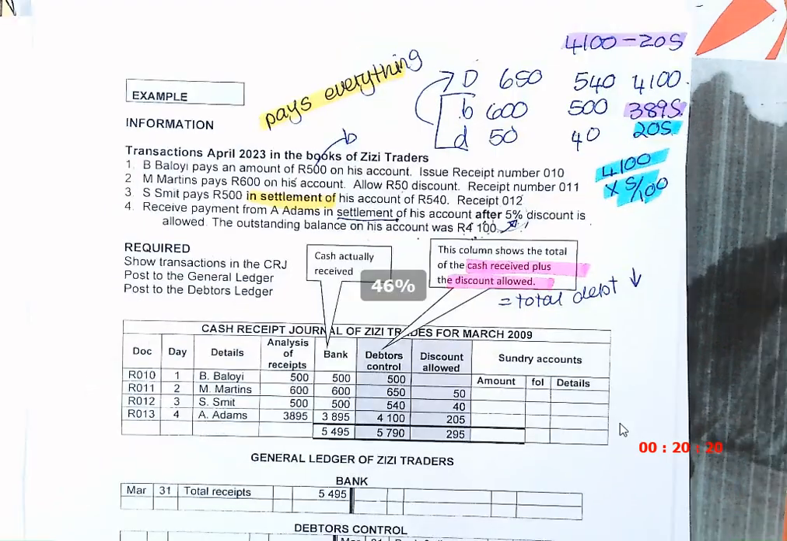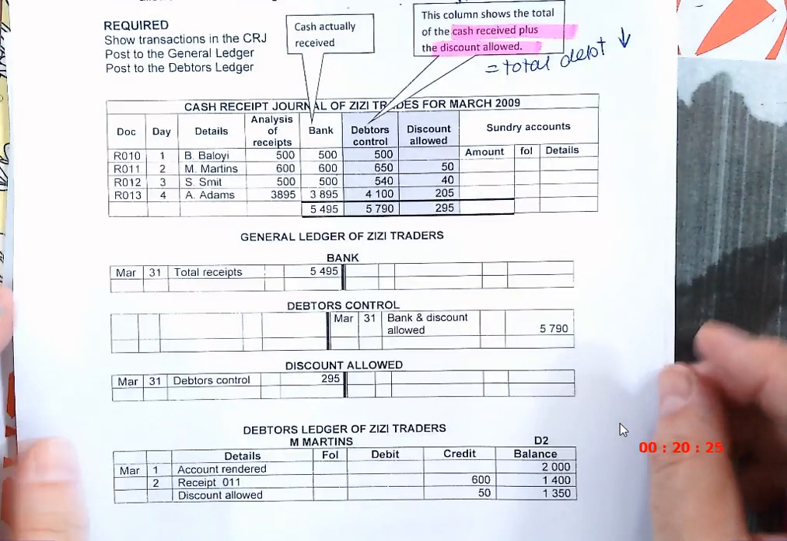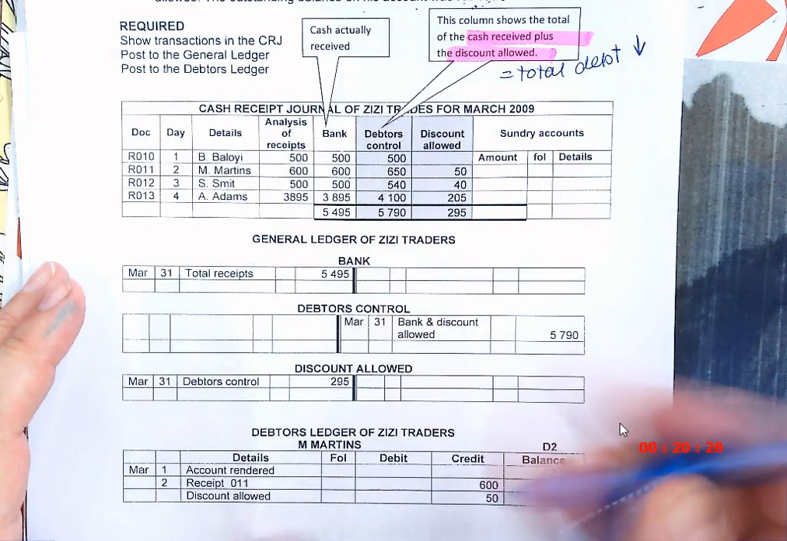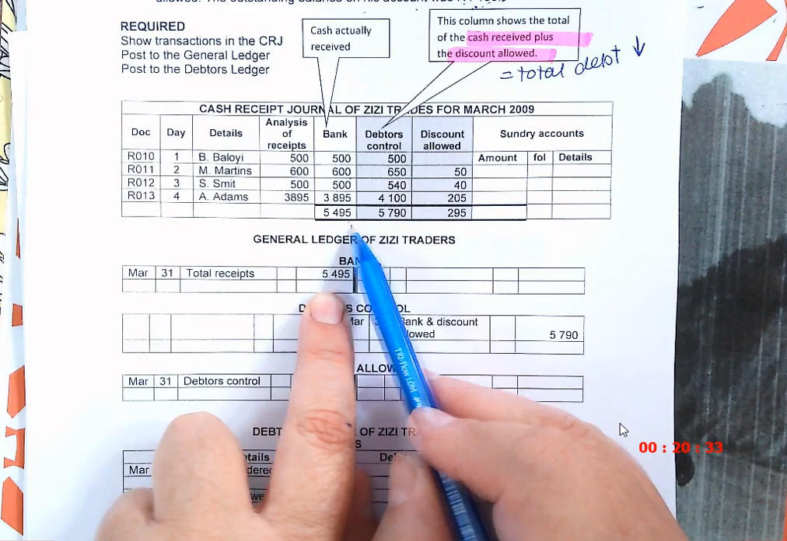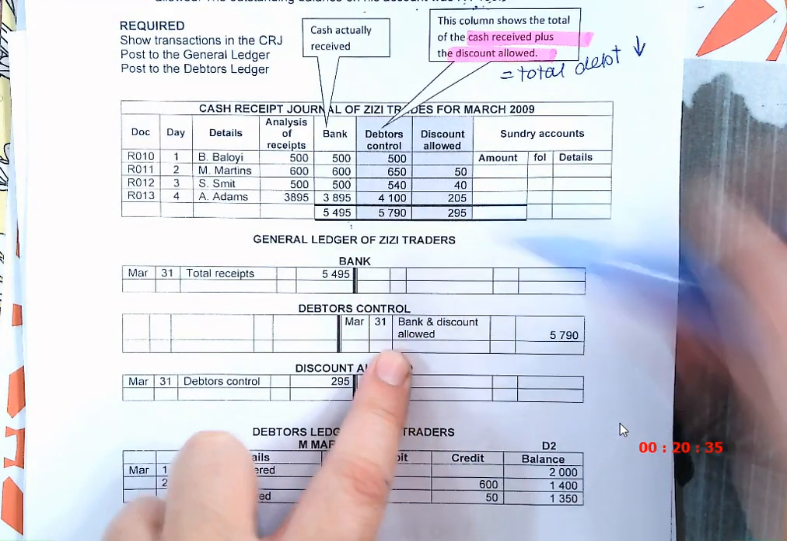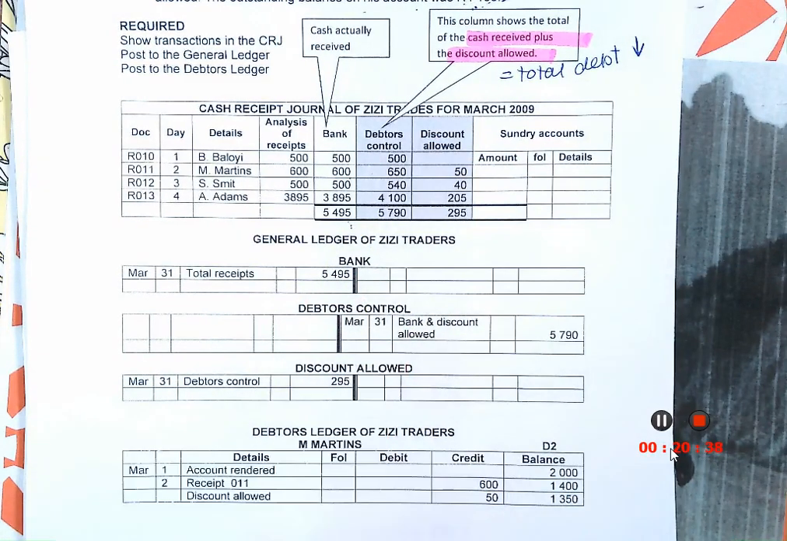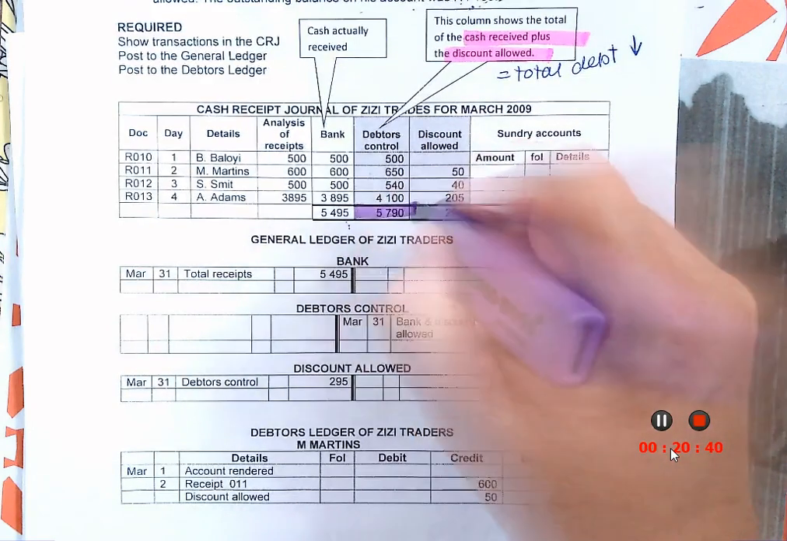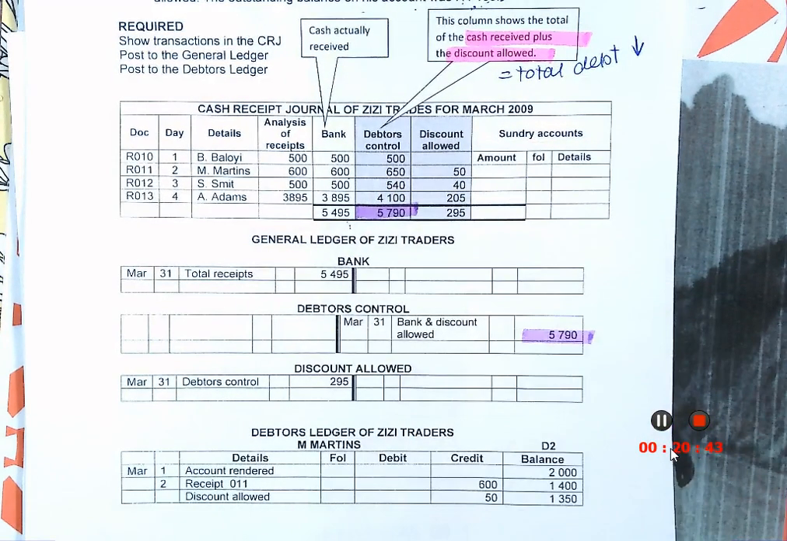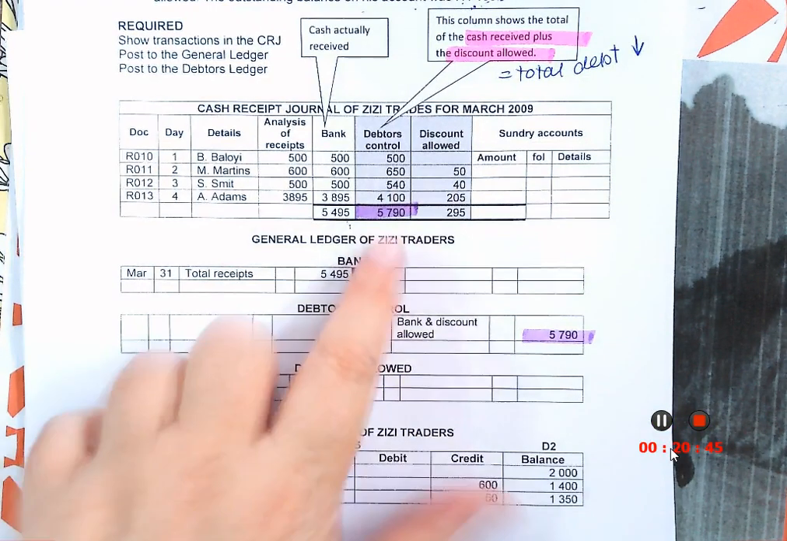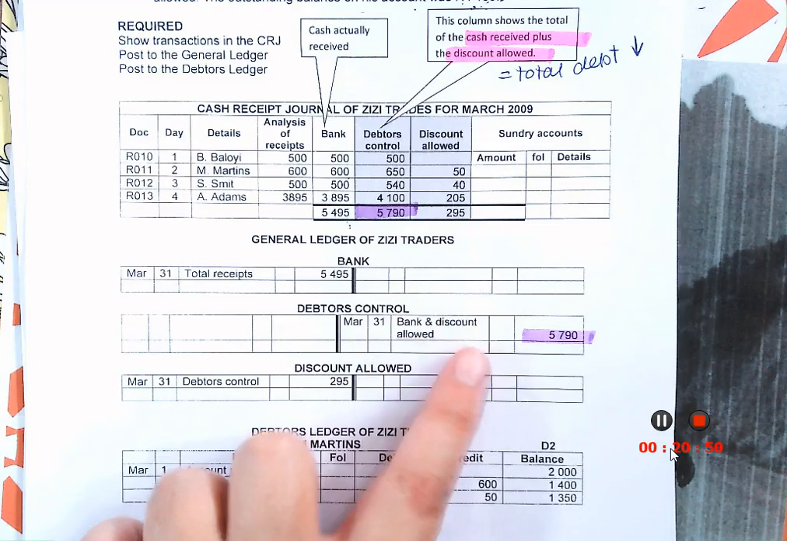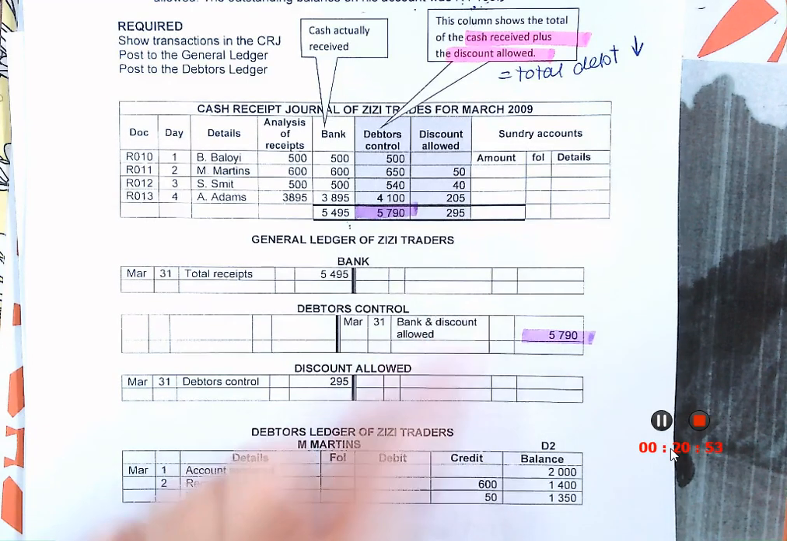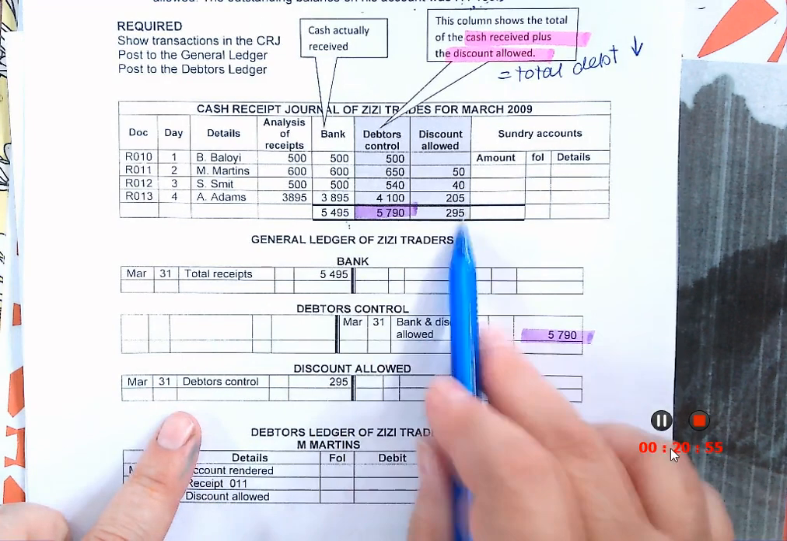Now let's quickly look at the posting. The posting is straightforward. I'm going to take what I got from the bank. There's my total receipts. My debtors, I'm going to take, can you see, I'm taking that amount, the debtors control amount. But I know that the debtors control amount is the amount that he paid me and the discount that I gave him. Okay, and then I've got the discount, can you see?